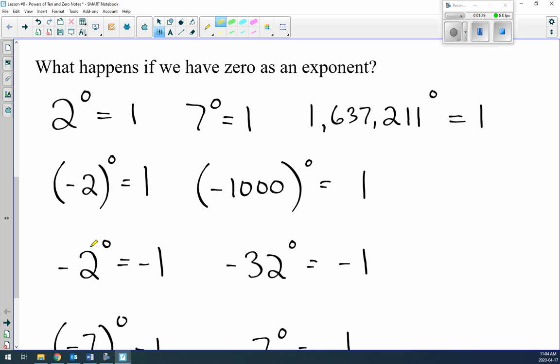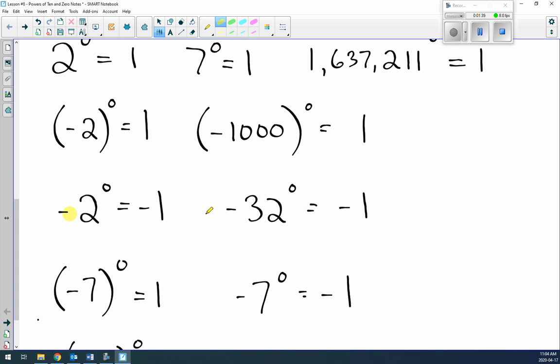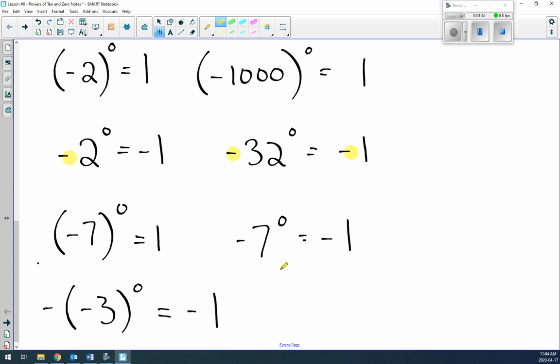See, these were in brackets here, but what if we have negative 2 to the 0? Now, remember, the 0 goes with the 2, not with the negative. So 2 to the 0 is 1, and then the negative in front makes it negative 1. 32 to the 0, and there's a negative in front, but that's by itself. So 32 to the 0 is 1, and that negative in front makes it negative 1. Negative 7 to the 0, hey, that's in brackets again, so the answer is 1. Negative 7 to the 0, it's not in brackets, the answer is going to be negative 1.